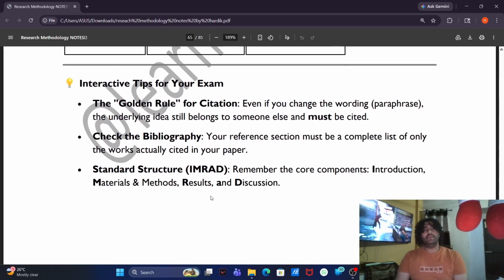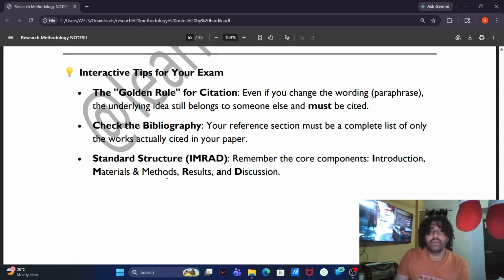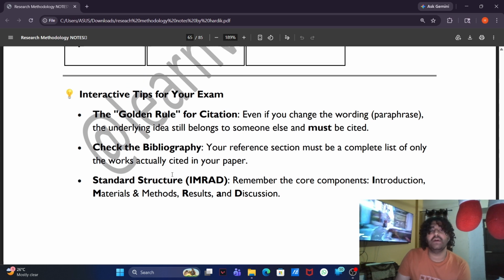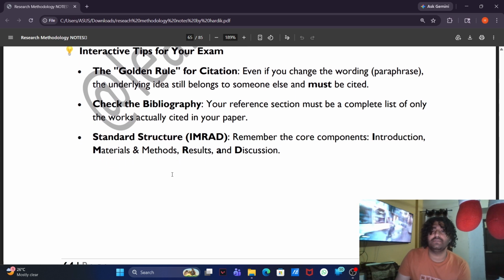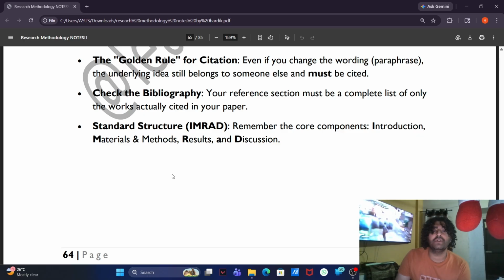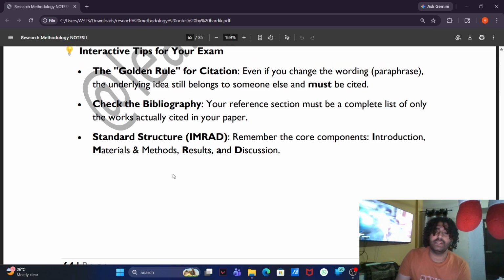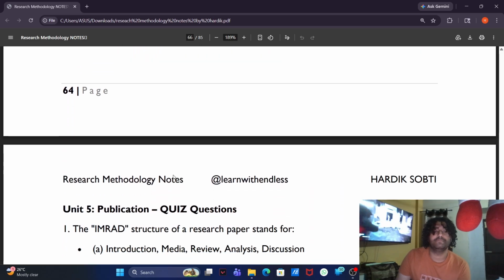Important tip for guys, the golden rule for citation. Even if you change the wordings, paraphrase, the underlying idea still belongs to someone else and must be cited. Check the bibliography. Your reference section must be a complete list of only the works actually cited in your paper. Standard structure. Remember the core components. Introduction, materials and methods, results and discussion.